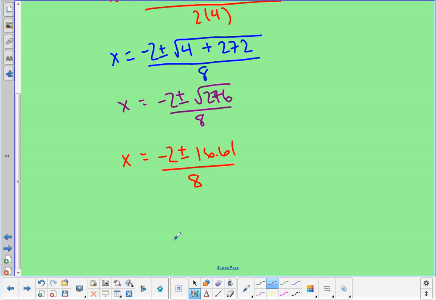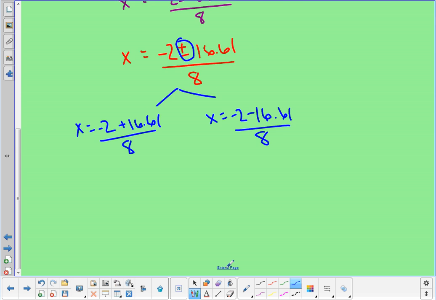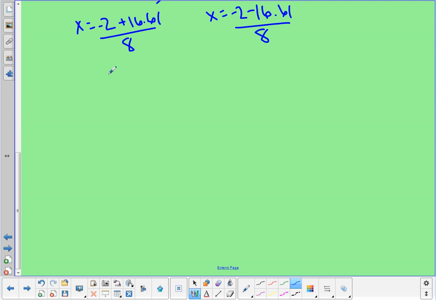So now I'm to the point where I'm ready to split this off. I need to make this 2 separate equations. So I'm going to split it into x equals negative 2 plus 16.61 all over 8, and x equals negative 2 minus 16.61 all over 8. If you just straight type this into your calculator and you don't group the top things together, you're going to get a wrong answer here.